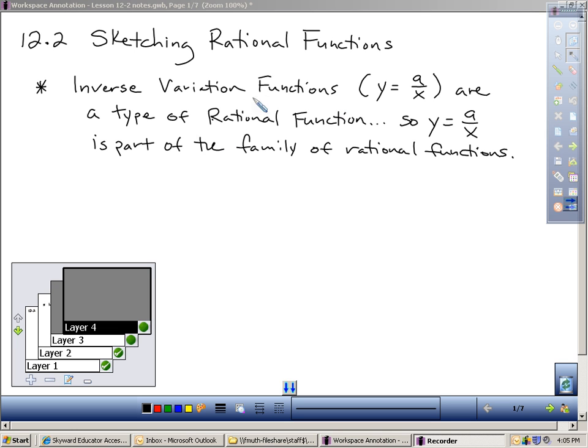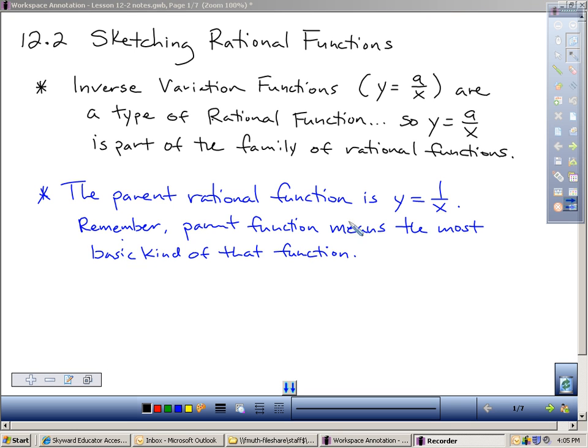Rational functions are another way of saying an inverse variation function, which you remember from the last video. Those are of the form y equals a over x. That was the candy problem, where I said if you had 100 pieces of candy and one person gets it, that person gets all the candy. But if you double the amount of people, if there's 2 people splitting the candy, they each get 50 pieces, and we inversely varied. As we doubled the amount of people getting candy, each person got half as much. So inverse variation functions are part of the rational function family.